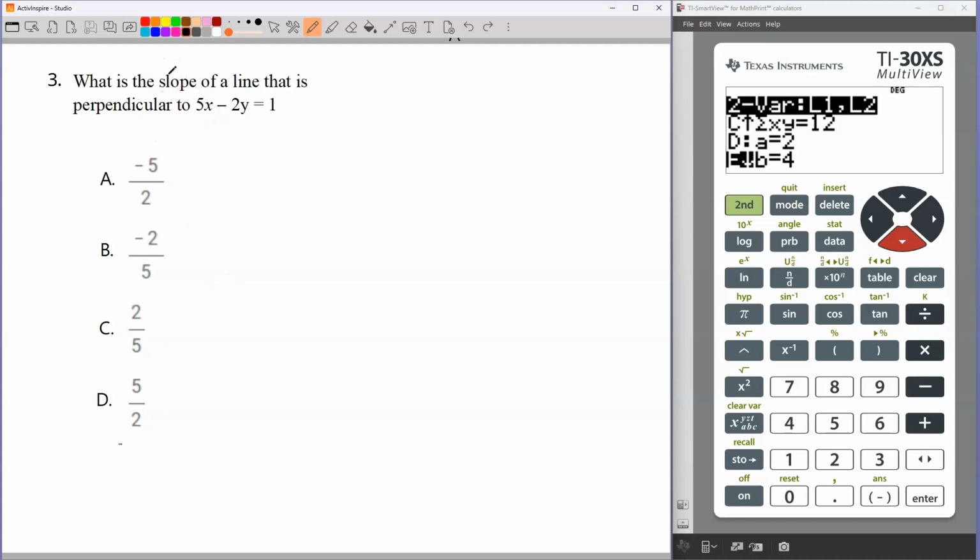First of all, in the previous 2 questions, they were asking for what is the equation, and that's when I wanted to locate that b value. Here they're asking for the slope. They're not asking for the equation.